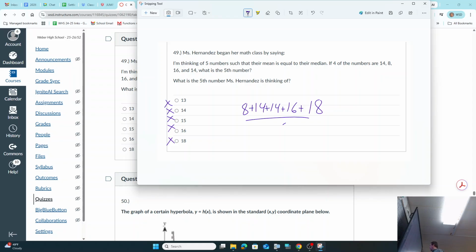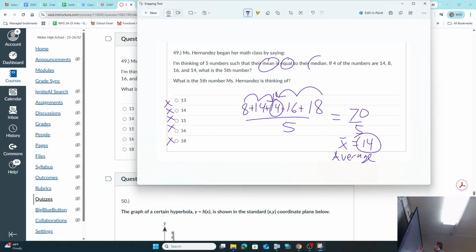And then you divide by 5. That's called the average. And so you get 70 divided by 5, and that's the average, which is 14. And then if you work your way into the middle, then you also get 14. So average is 14, and that's 14, and so then they equal each other, right? So then the mean equals the median. So it's actually going to be 18 as our answer.